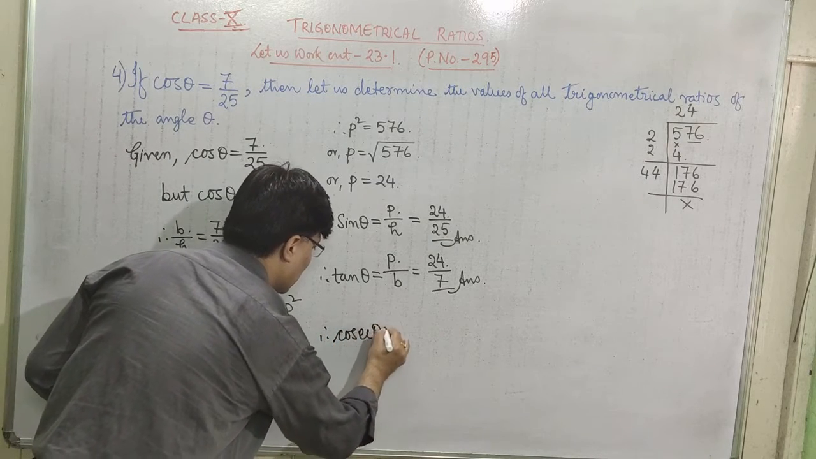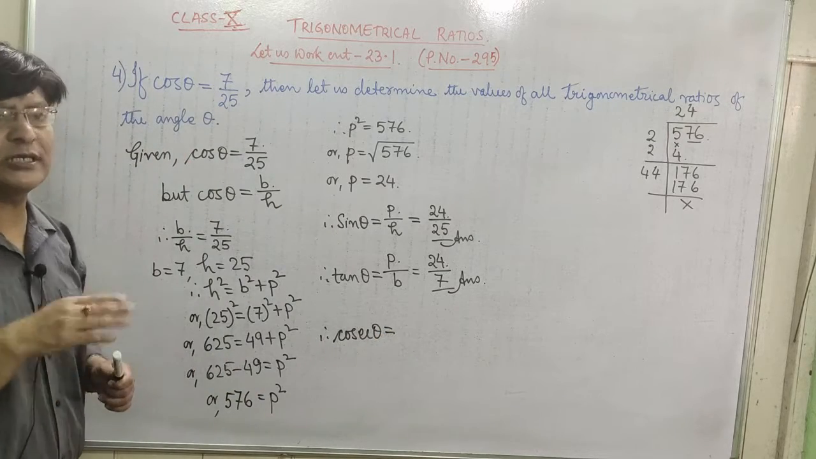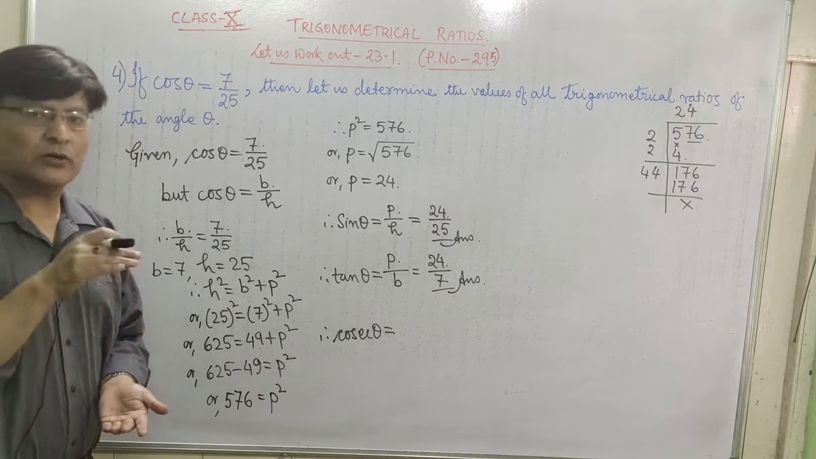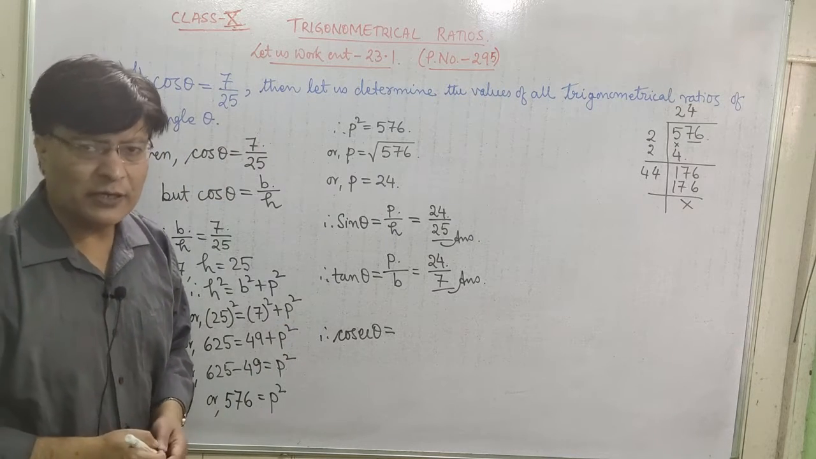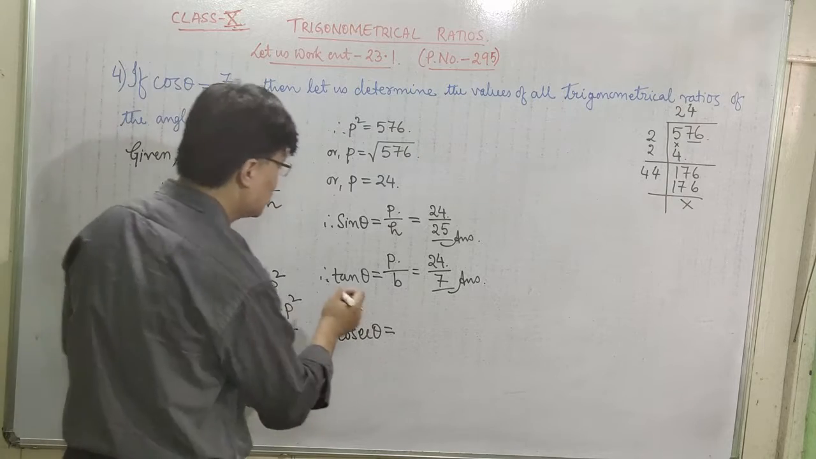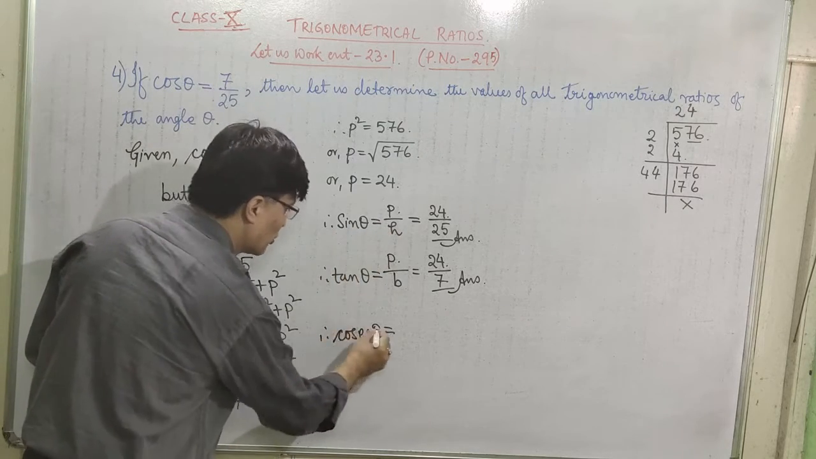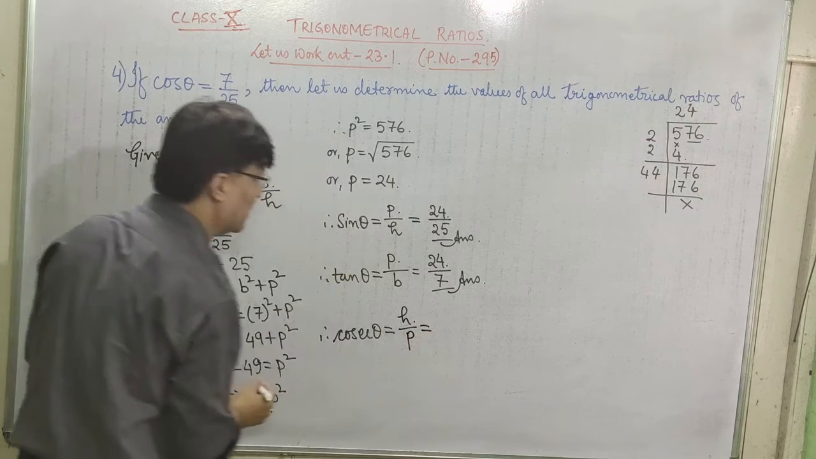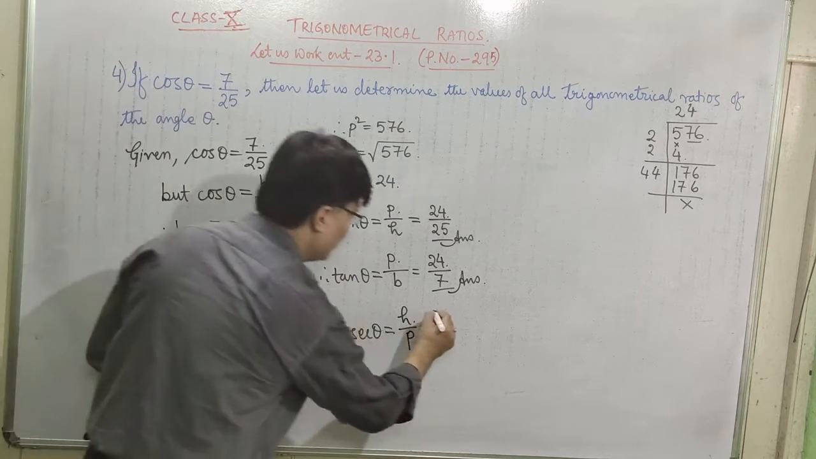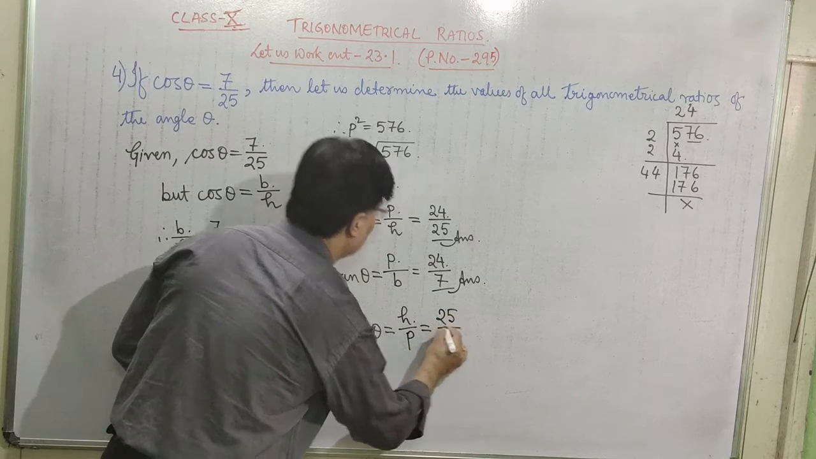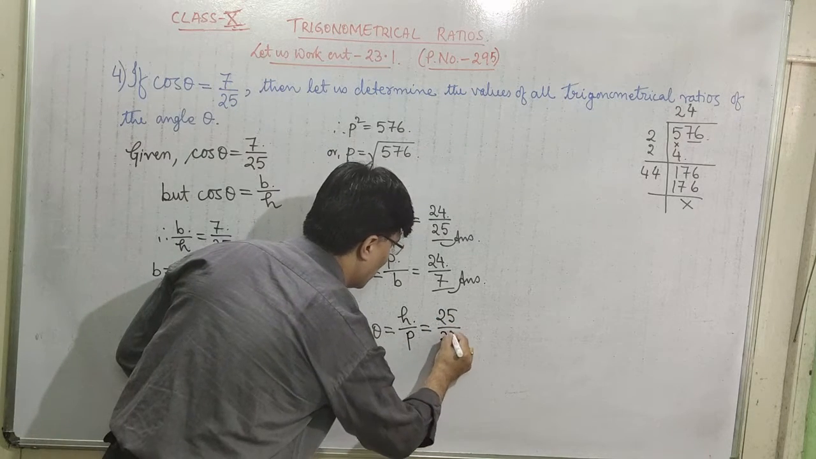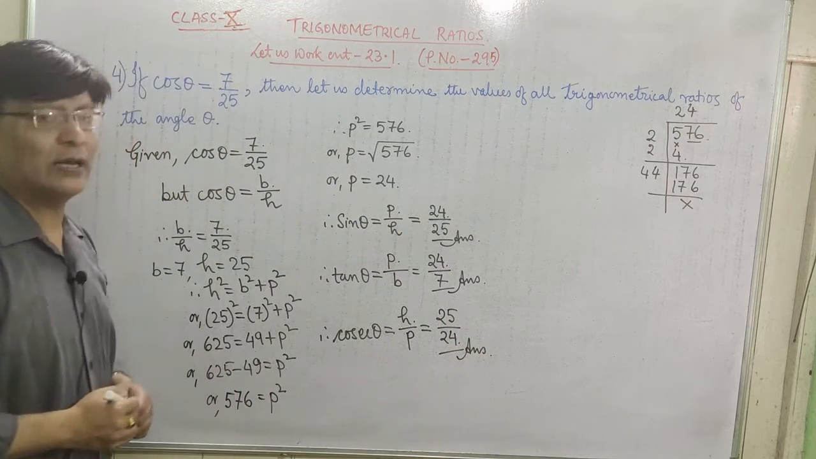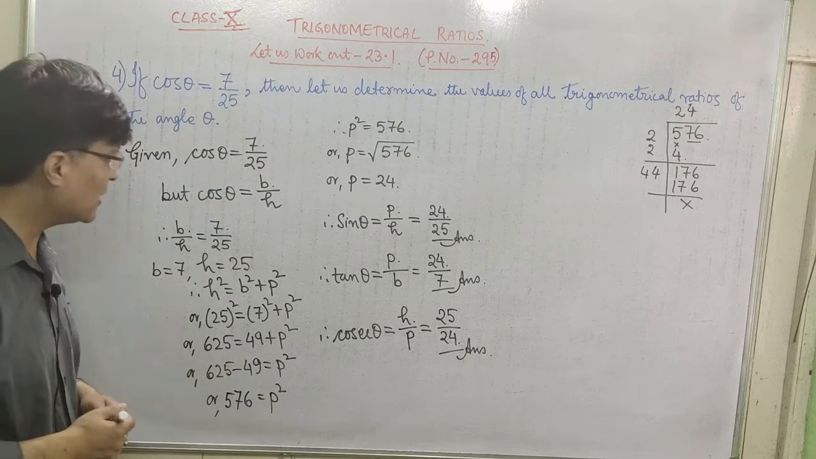So next, let us find out cosec theta. You know that cosec theta is the opposite of sine theta. Cosec theta is just the inverse of sine theta, right? So if sine theta is equal to p by h, so cosec theta is equal to h by p. Cosec theta is equal to h upon p. So what is h here? 25. And what is the value for p? It is 24. So this is the value for cosec theta. So I hope you have understood it. That is your cosec theta.